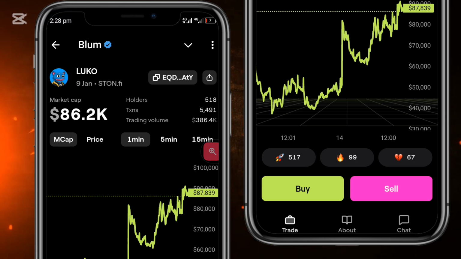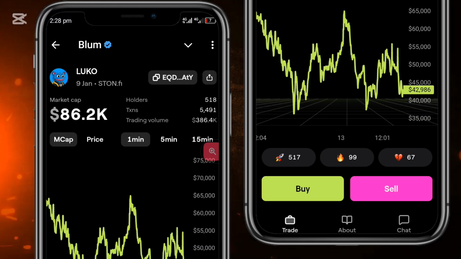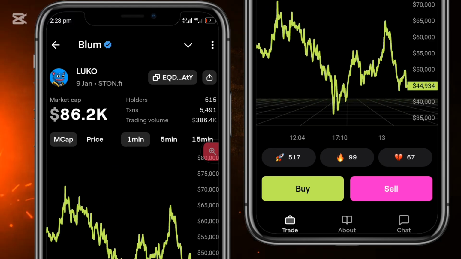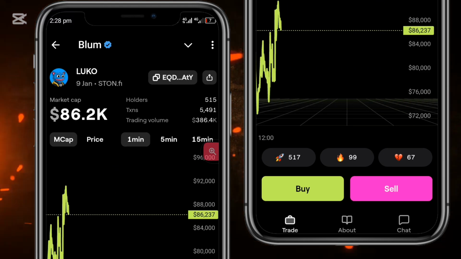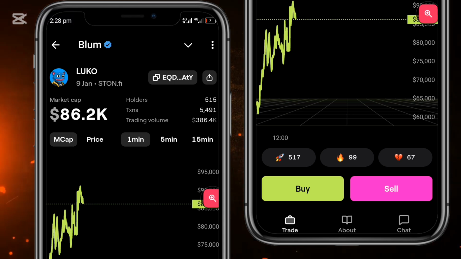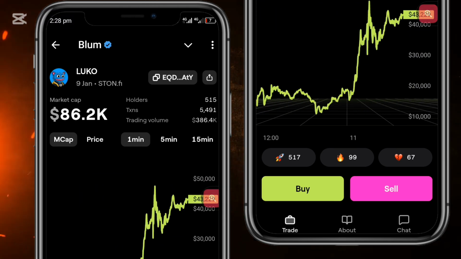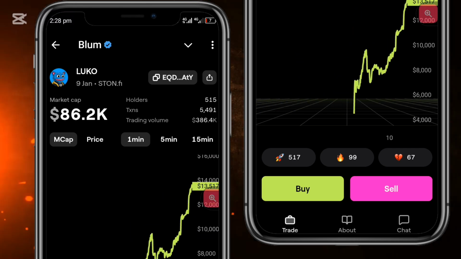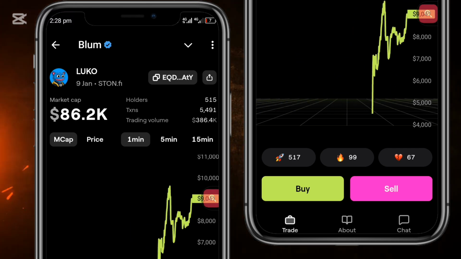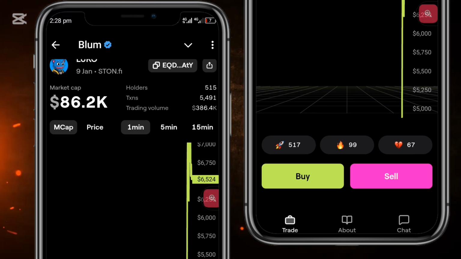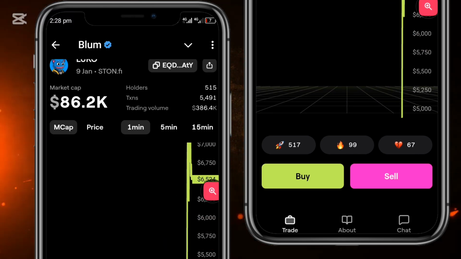Now, if you want to check the initial candles on how this particular token was performing, currently this token is at 86,000 market cap. You can just keep scrolling to your left so that you will see where this coin started and at how much it actually started. Now, you can see where this coin started. This coin started at about $6,000 market cap. This is where this coin started right here.